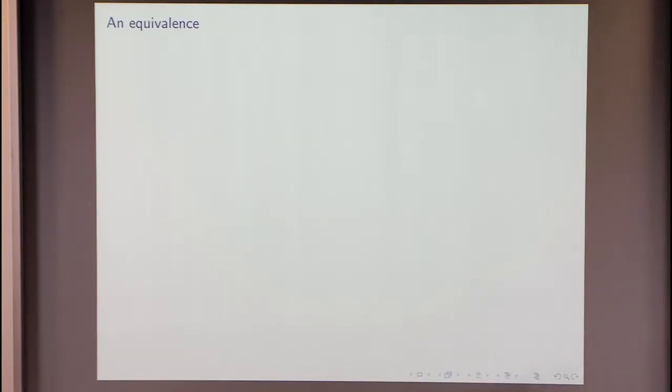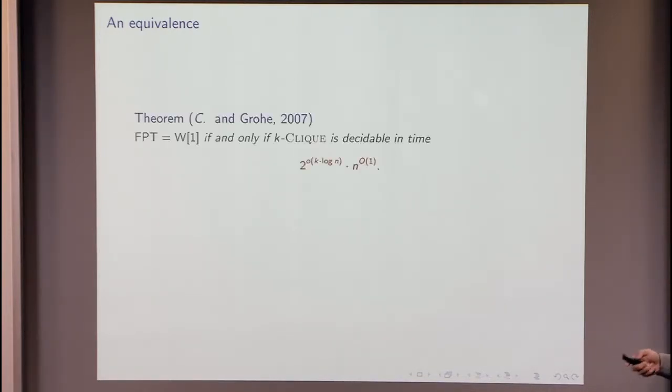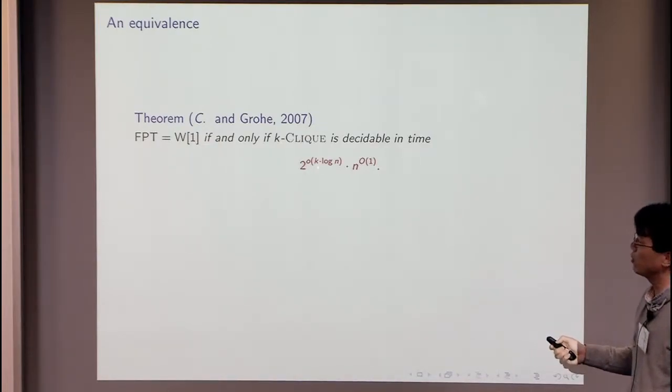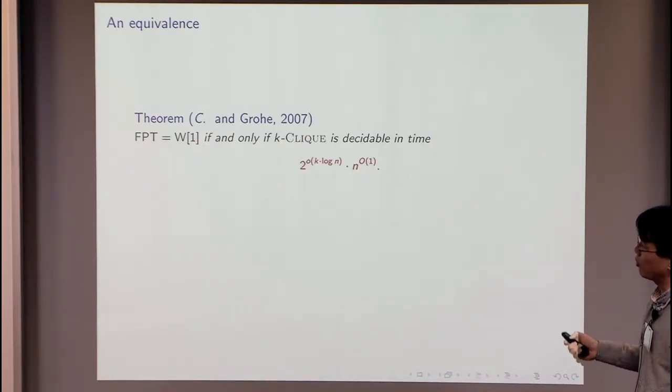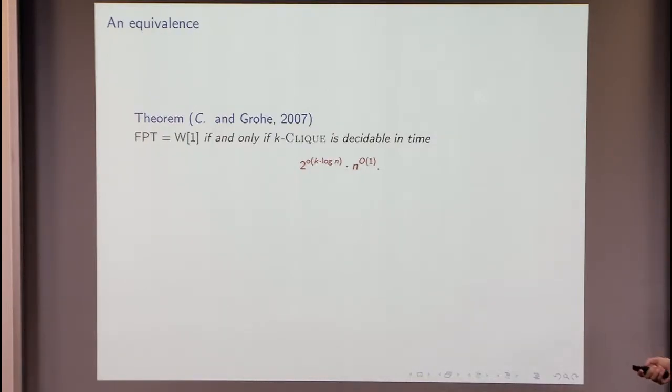But in fact, there is an equivalence between two statements, one from exponential complexity, the other from parameterized complexity. In fact, W[1] is equal to FPT if and only if k-clique, the same problem, can be solved in time 2 to the little o of k log n, times a polynomial of n. So that's, in fact, an equivalence, instead of 2 to the little o of k.